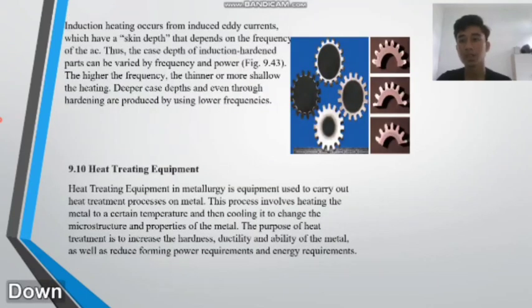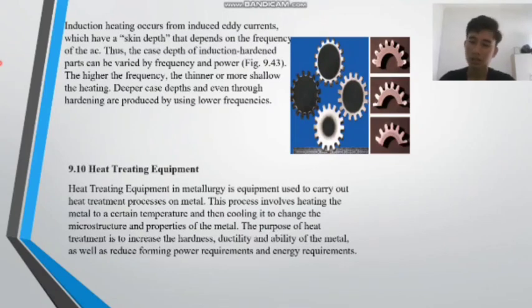Next, induction heating occurs from induction eddy currents, which have a skin depth that depends on the frequency of the AC. Thus, the case depth of induction hardened parts can be varied by frequency and power. Figure 9.43. The higher the frequency, the thinner or more shallow the heating. Deeper case depths, and even through hardening, are produced by using lower frequencies.